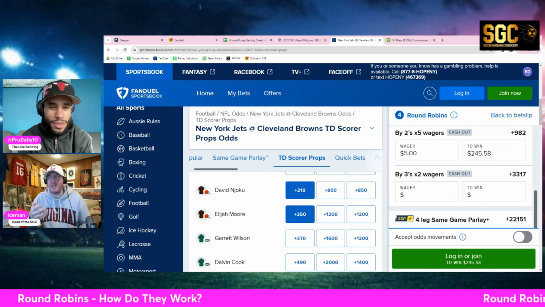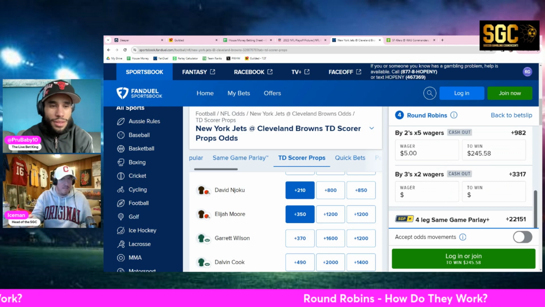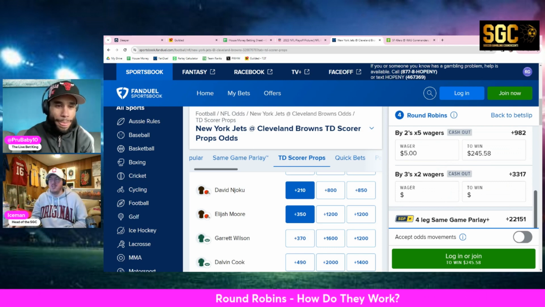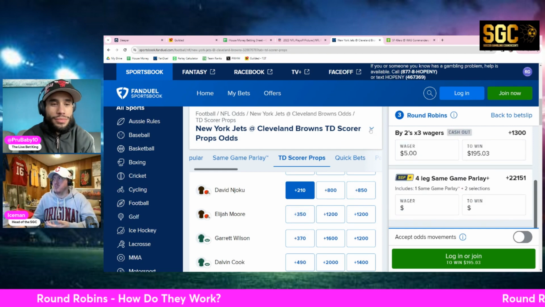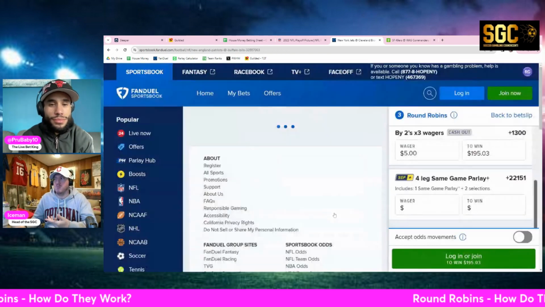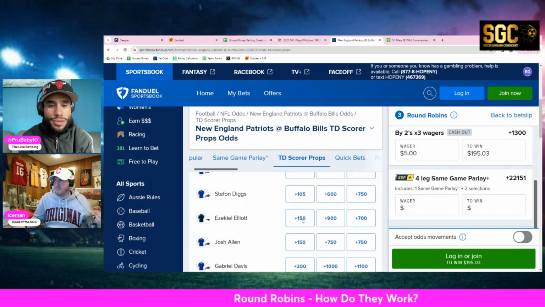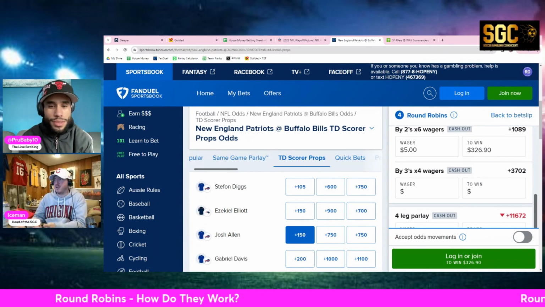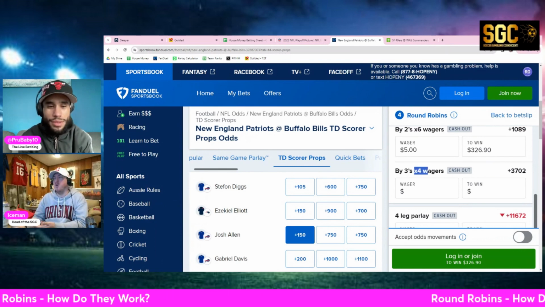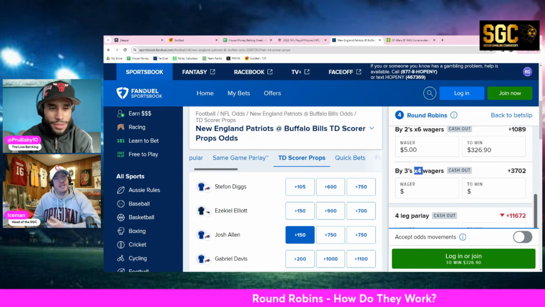Right. And if we replaced Elijah Moore with someone from, again, a completely separate game, you would see that number changes, and it goes so on and so forth. The more legs you add from the more different games you add them. So let's just add Josh Allen, anytime touchdown. By 3s, you see now you're placing 4 wagers because you have 4 individual legs from 4 individual games.